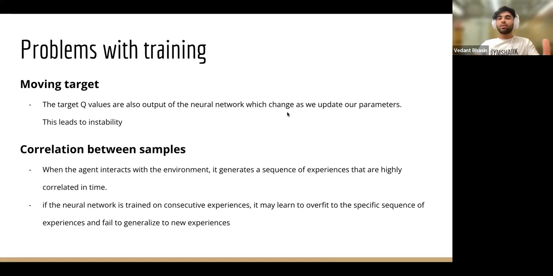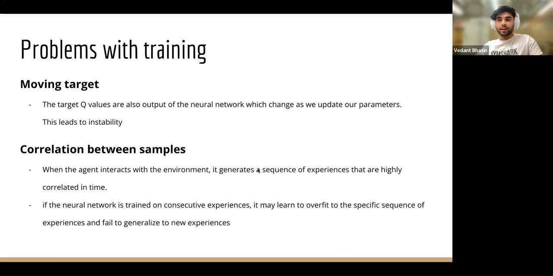Now that sounds like a really good setup, and we can clearly see the need for Q networks and how it would really help the process and save us a lot of memory. But there are some issues with training. So one is that when we're training, our targets are constantly changing, and it's called a moving target. The target Q values are also output by a neural network, and our predicted Q values are also output by a neural network. So when we're updating our weights and parameters, our target, or our label, is constantly changing. And this leads to a lot of instability in training.